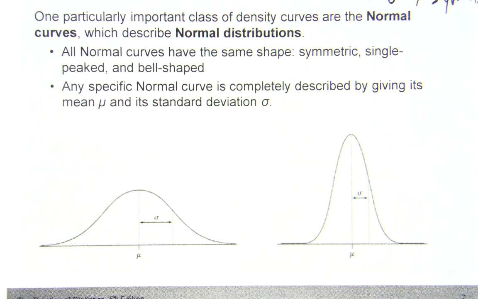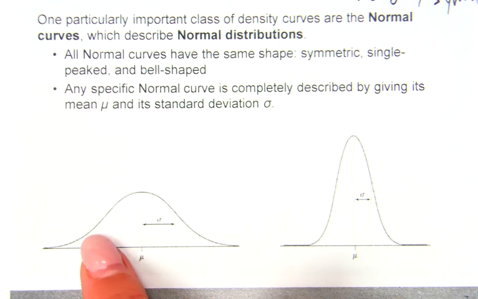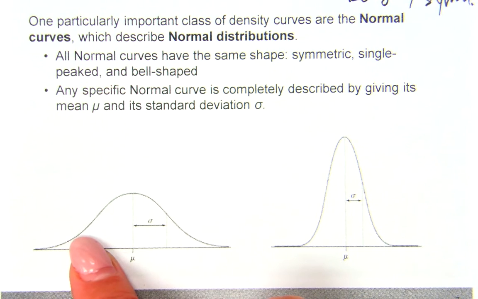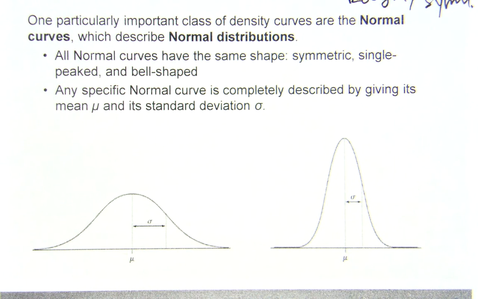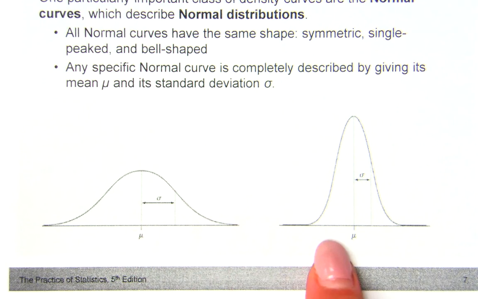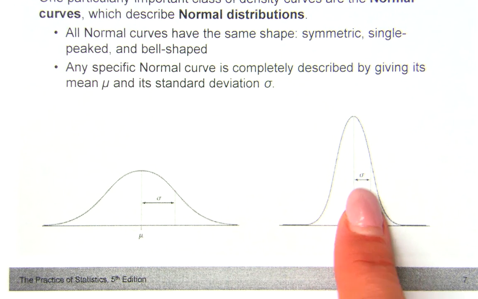So all normal curves have the same shape. They're symmetric, single peak, bell-shaped. Bell from like this part right here. Any specific normal curve is completely described by giving its mean, mu, and its standard deviation, sigma. All right, next. So there's your mean, there's your standard deviation, there's your mean, there's your standard deviation.